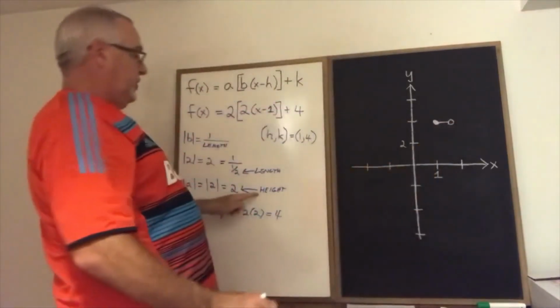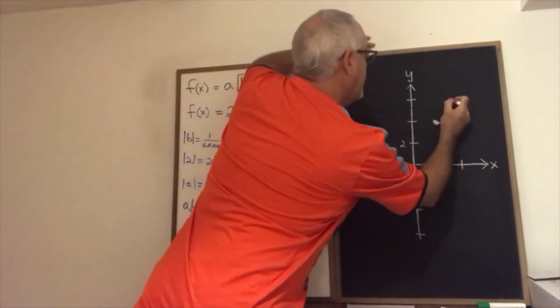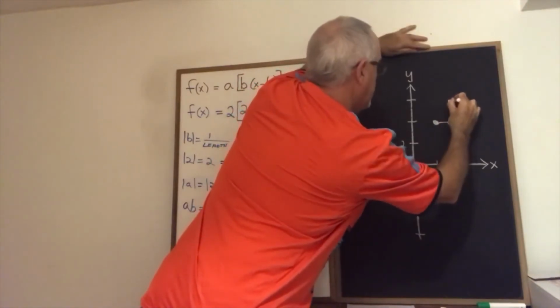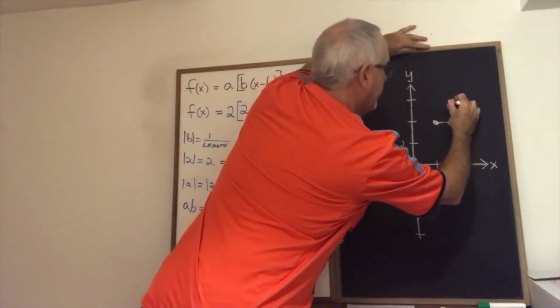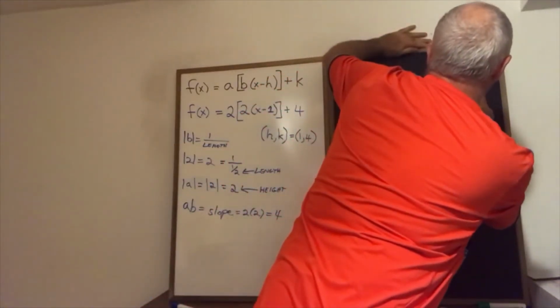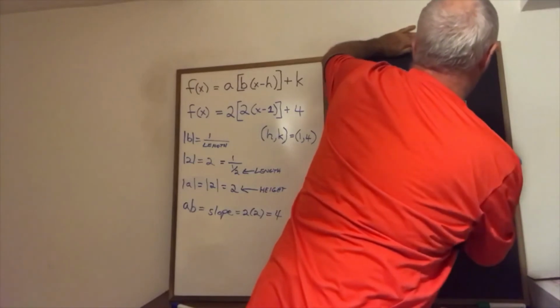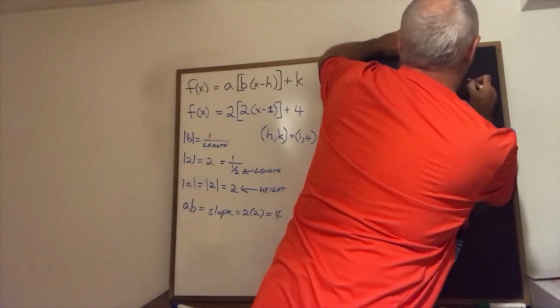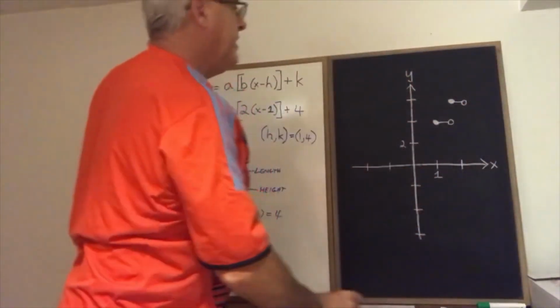Upstairs, 2 units in height above this one is right here. And I draw a line that is half a unit in length. And put the open circle. Upstairs from that is going off of my graph, so I won't show the next step.